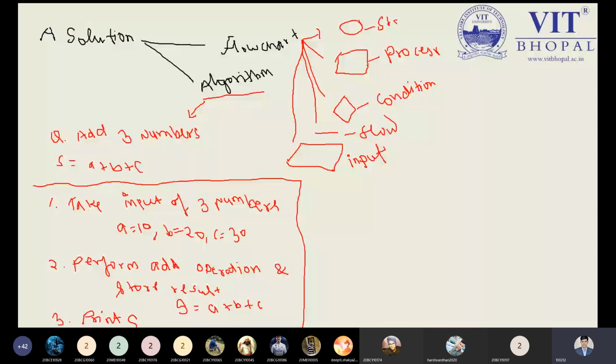Yes, sir. A student just said, sir, could you please tell about the fourth symbol? I could not understand that. Which one? The fourth one, the condition one. Condition is a diamond box. Sir, after the condition. This is only a line representing the flow of the flowchart. Okay, don't worry about that part.